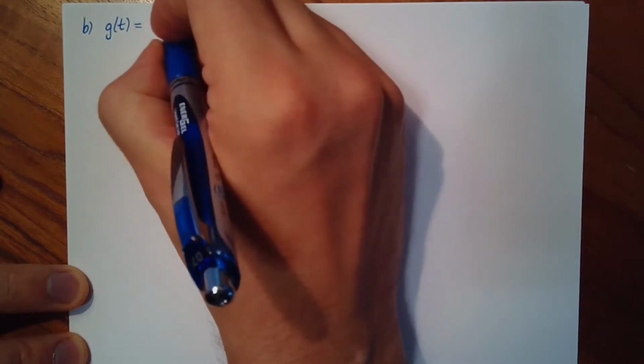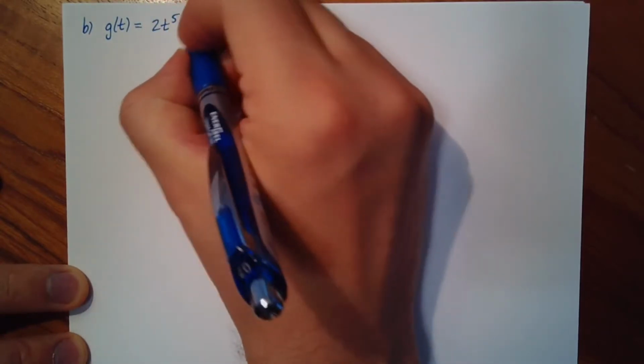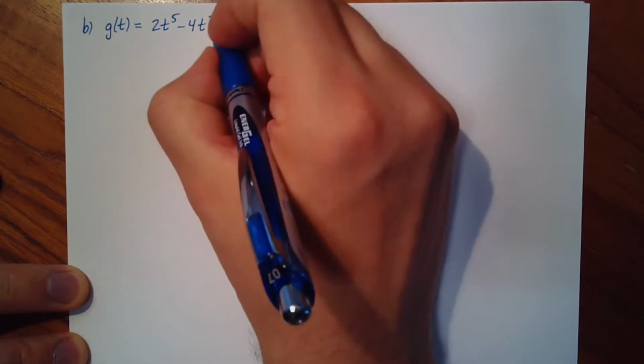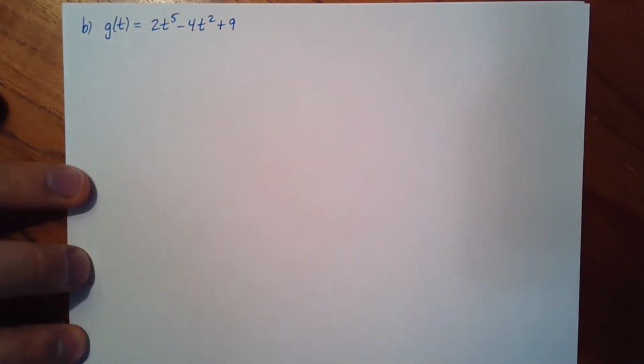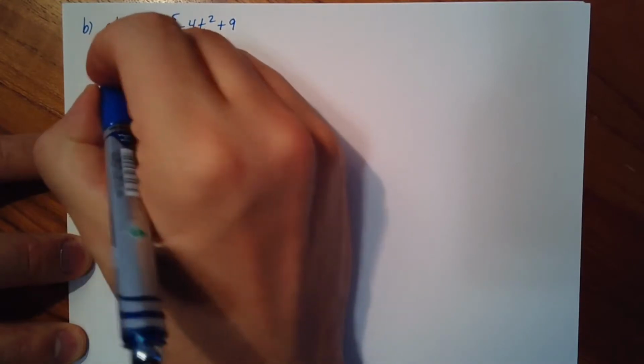Okay, let's get the rest of these examples done. So remember the next one we had to work through was the function given by, I'll just write the function down again so we have it on this page. g of t is equal to 2t to the fifth minus 4t squared plus 9. Okay, so let's calculate the derivative of this function. So we want to find g prime of t.